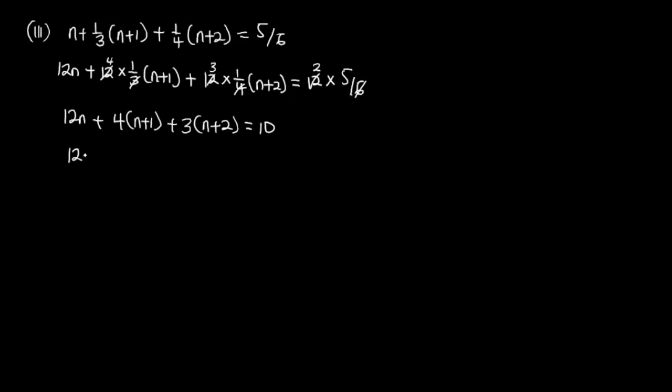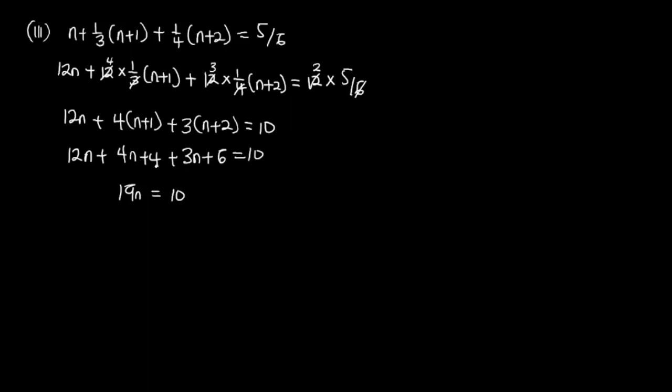So I have 12n plus 4 multiplied by n will give me 4n, 4 multiplied by 1 will give me 4, plus 3 multiplied by n, 3n, 3 multiplied by 2 is 6. This is equal to 10. So I have 12n, 4n, and then 3n over here. So 12n plus 4n will give me 16n, plus 3n will give me a total of 19n. So this becomes 19n is equal to 10.